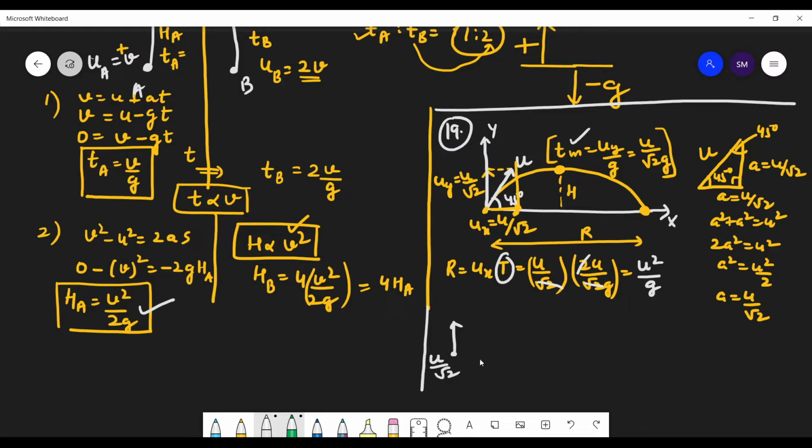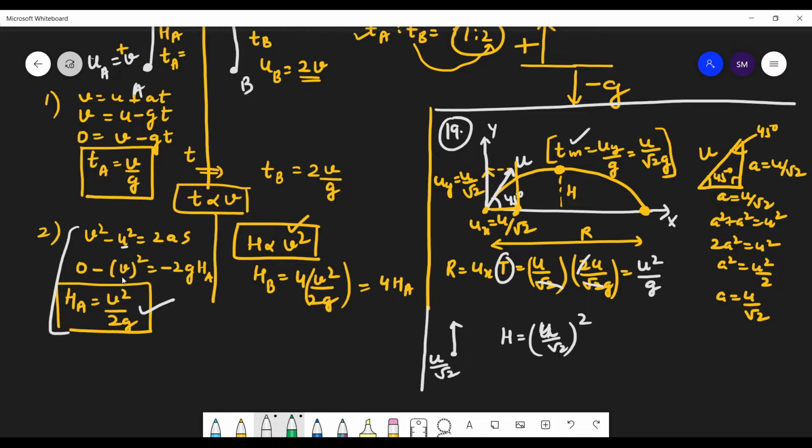You have thrown this object with u root 2. So the difference is that this initial velocity is u root 2. So what will be the height, students? Maximum height? U by root 2 whole square. Yes, same way you will calculate.